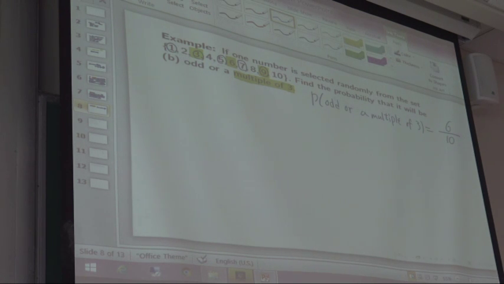That's the probability. Now let's go into the detail. Let's say that set A is the odd numbers, which is the same as before: 1, 3, 5, 7, 9. Now the set B is the multiples of 3, which is 3, 6, 9.